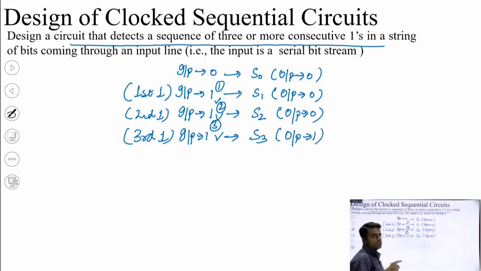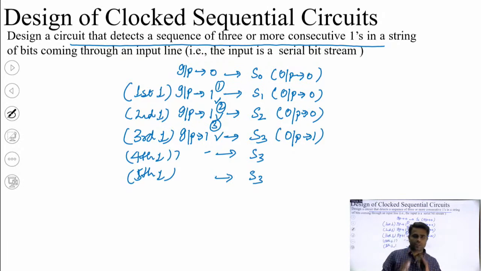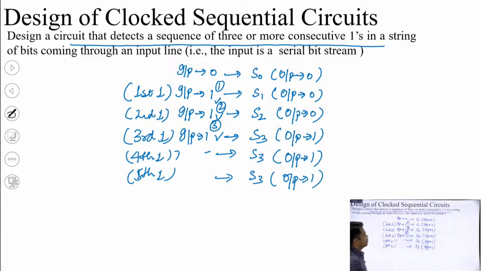Now output will be 1. Before that output was 0. And if there is a 4th one or 5th one and so on, I am going to remain in S3 only, because the question says minimum 3 or more. If there are 3 or 4 or 5 or 6 or any number higher than 3, it is the same to me. So I am going to remain in S3 and output will be 1. This is the basic idea. So let's convert this into a state diagram.